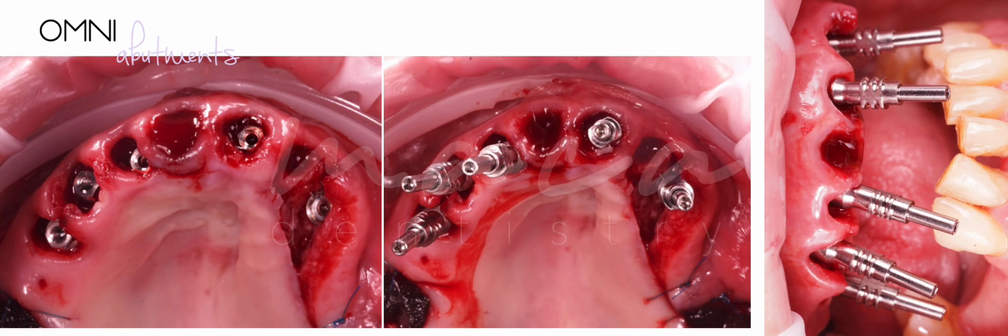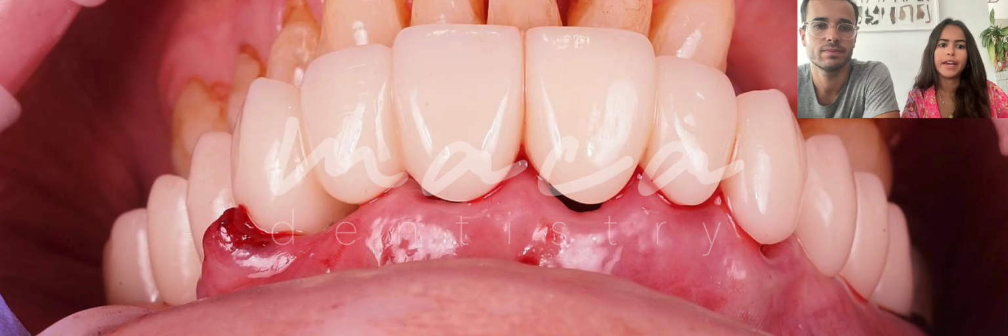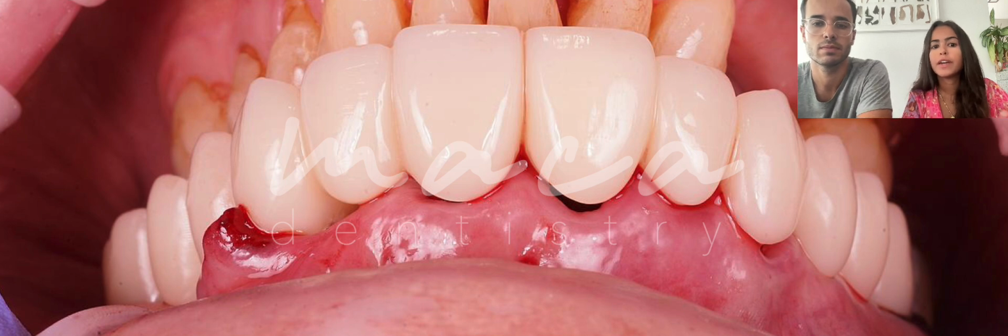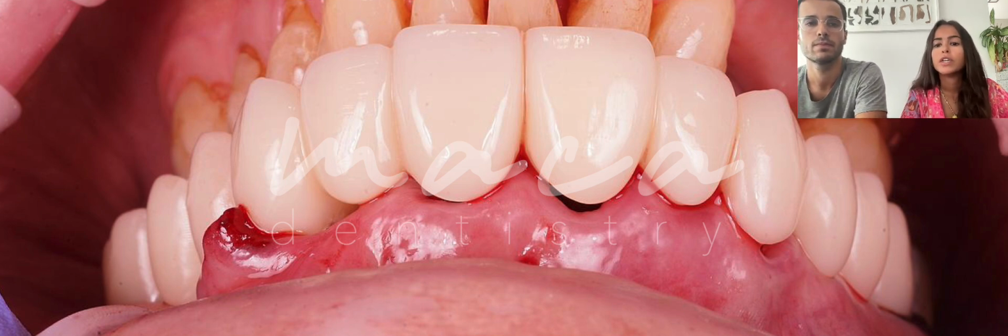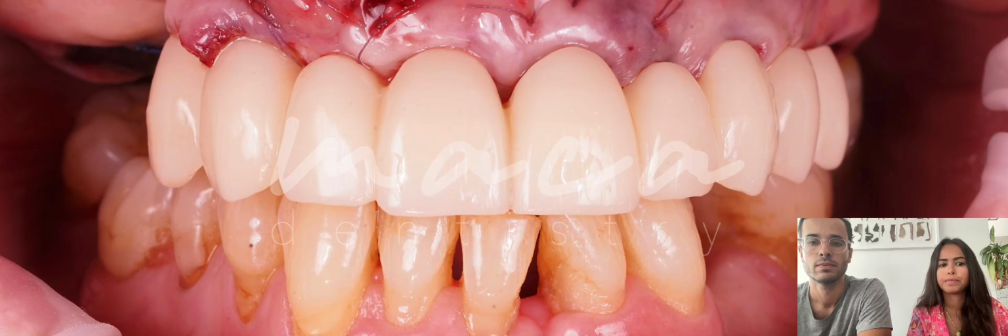So after all implants are in position, we place the abutments, and then we attach the impression copies to do the immediate impression we will use to produce the provisional restoration. Exactly, and after placement of the implants and OMNI abutments, I proceed to the clinical steps to, like Manuel said, obtain the immediate provisional prosthesis. Here I was attaching the provisional to the temporary abutments.